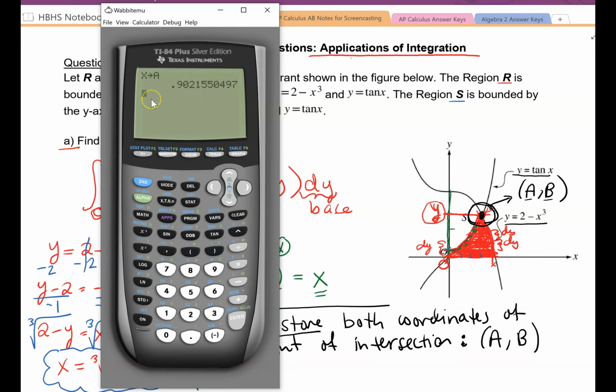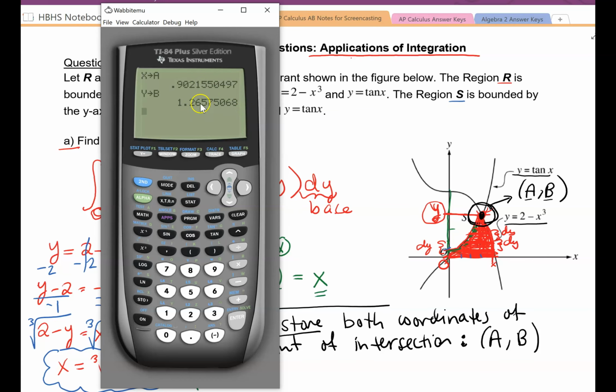Now to store the y coordinate, what you'll have to do is hit alpha y. That pulls up the y coordinate of that ordered pair, and I'm going to store that, but I need to store it as something else, right? I don't want to use A because I'm already storing a value there. So maybe I'll just use B right next to it. And then there is my y coordinate of my point of intersection, and now they are both stored in my calculator for future use.